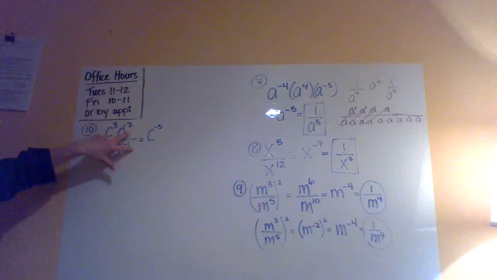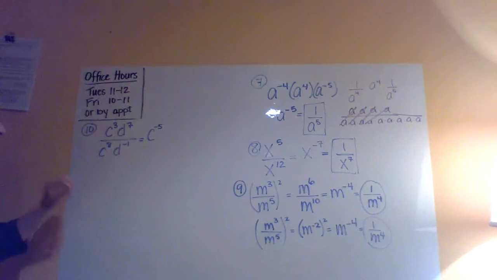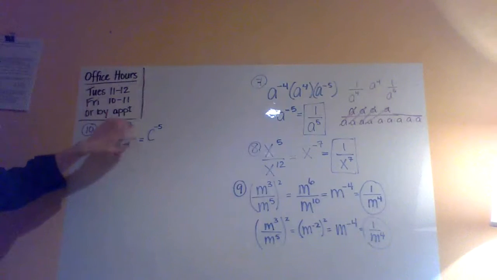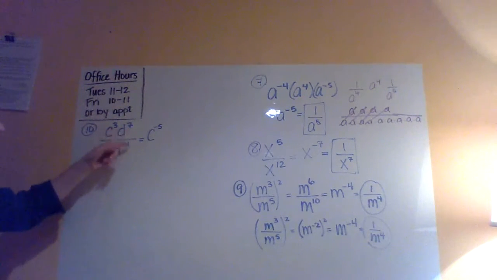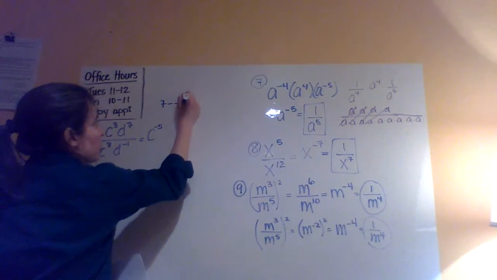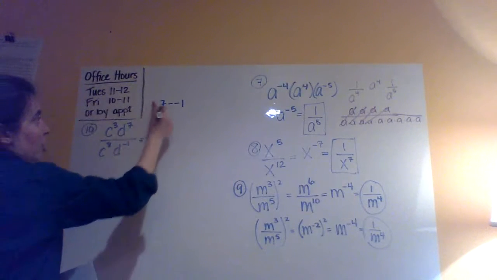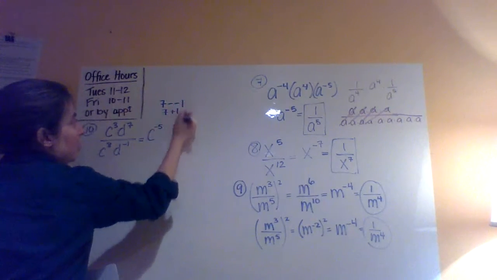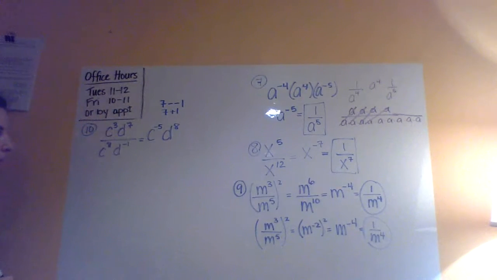Now, when you're dealing with negatives with the quotient rule, I'm going to caution you to be very, very careful, because this is a very common mistake. People look at this and say, oh, that's going to be 6. Well, it's not, because we're not adding those, we're subtracting them. So I would strongly recommend writing what you're doing off to the side. 7 minus negative 1. Well, that's the same as 7 plus 1. So your d is actually going to be to the 8th.